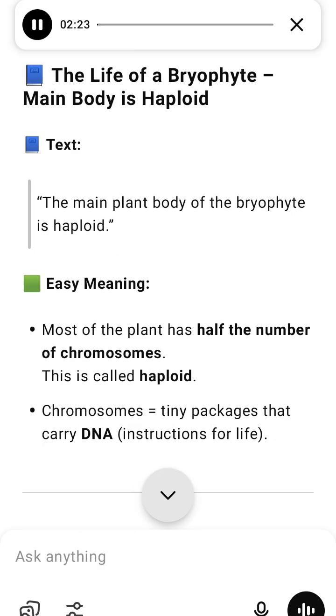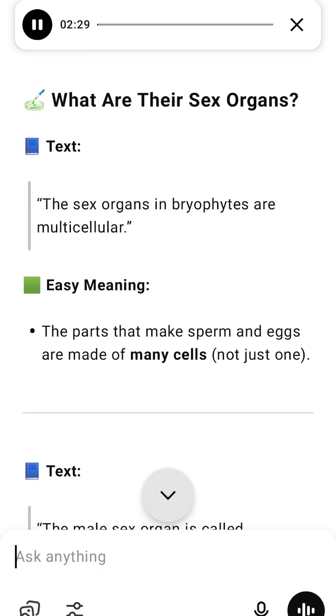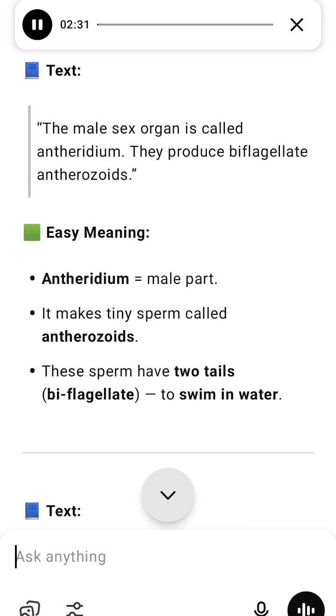But the baby, called the sporophyte, can't live alone, so it stays attached to Bryo, the parent, and eats food from him. Then the baby makes spores, like tiny seeds, inside itself. Spores fly away in the wind. Wherever they land on damp soil, new tiny green bryos are born.